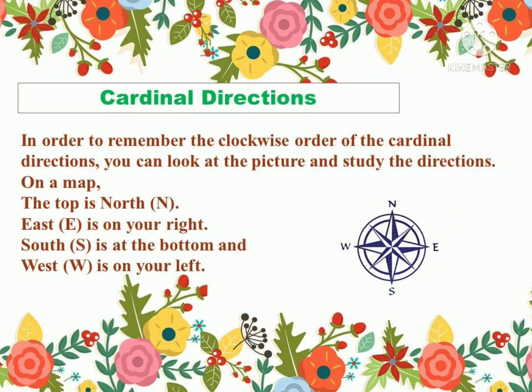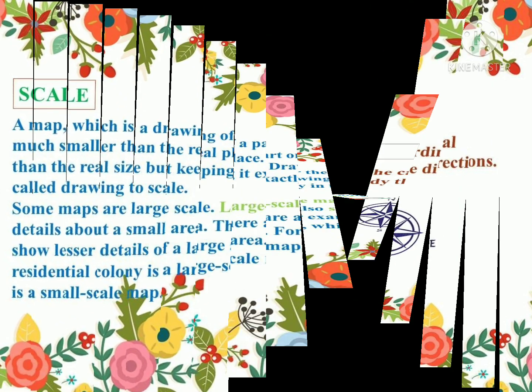Cardinal directions. In order to remember the clockwise order of the cardinal directions, you can look at the picture and study the directions on a map. So, the clockwise directions are, the top is north, next on the right side east, at the bottom south, and on your left it is west. So, north, east, south, and west. This is the clockwise direction.